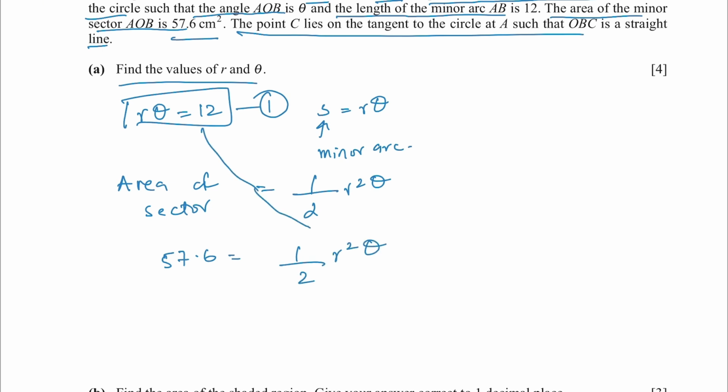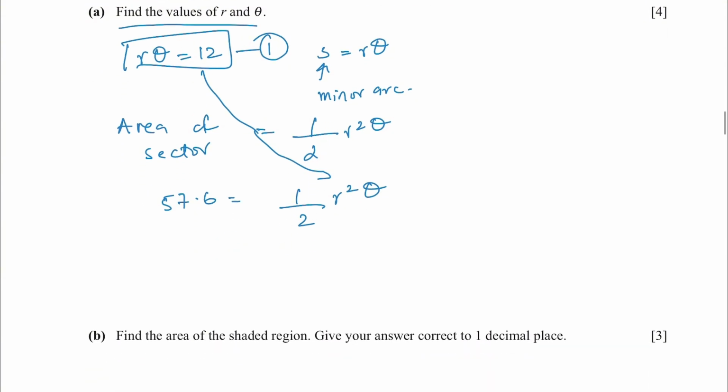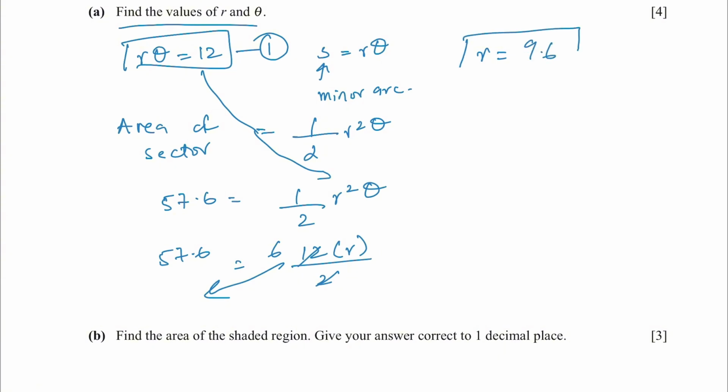Here we can simply plug in R theta over here. So this would be 12 into R divided by 2. So this would be 6R = 57.6, and this 6 would be divided over there. So we'll be getting our R as simply 9.6.